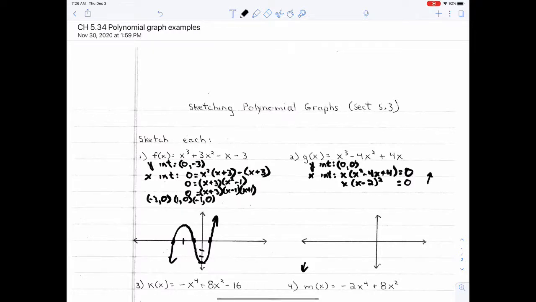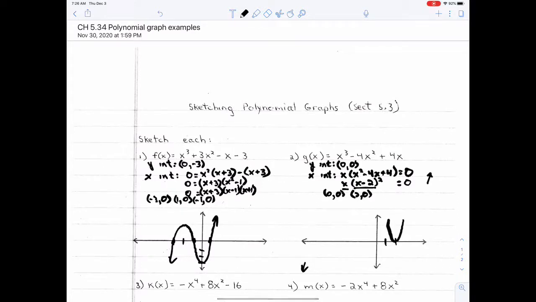Okay, so what are our x values? This one gives us 0, so that's 0, 0. And this gives us 2, 0, but with a multiplicity of 2. Okay, well, what does that mean? That means at 2, it's just going to come down and touch the graph. It's not going to pass through it.